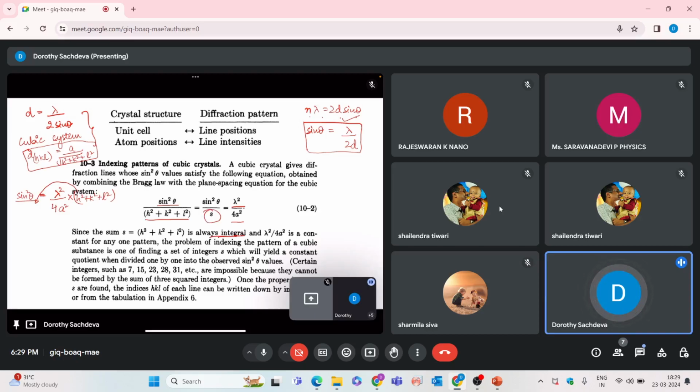So this s will now be represented instead of the square of the sums of your planes. Instead of writing h square plus k square plus l square from now on, we'll simply write small s. This s is always an integer, and lambda square divided by 4a square is a constant for any one pattern.